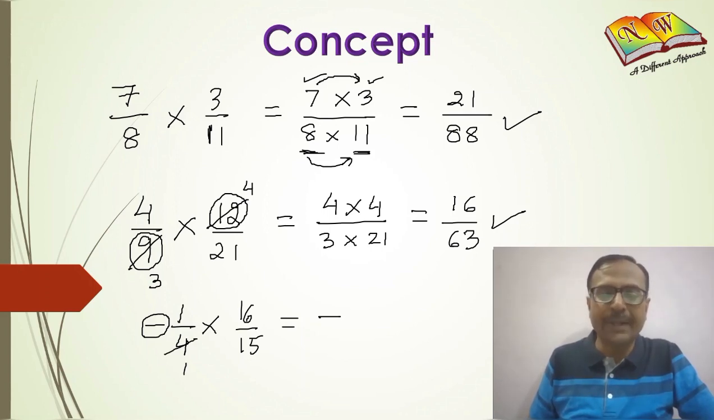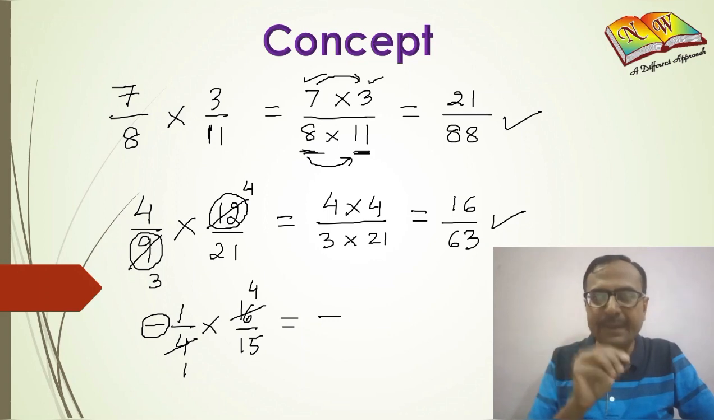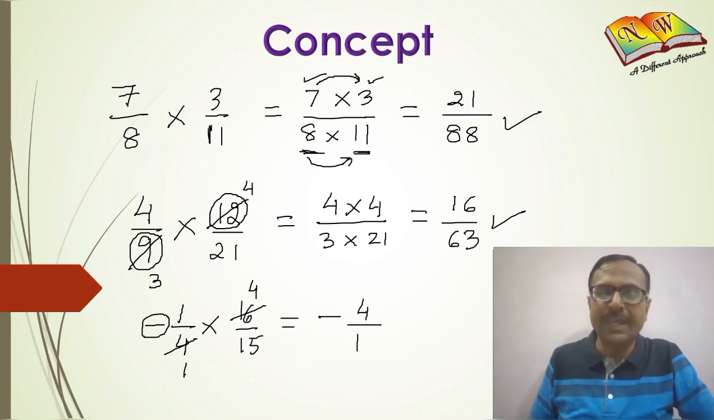4 goes 1 times and 4 goes 4 times. You can cancel the factors vertically or diagonally. And now there are no more common factors. So that gives us minus 4 in the numerator and 15 in the denominator, which is the required product.